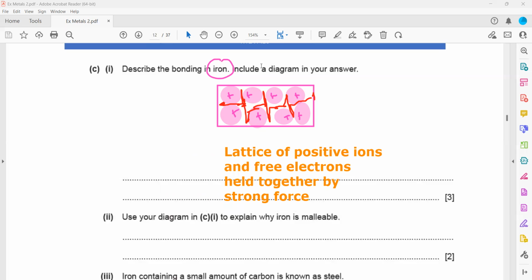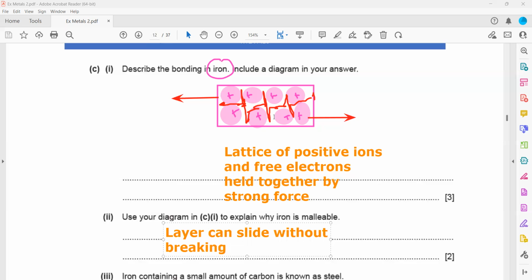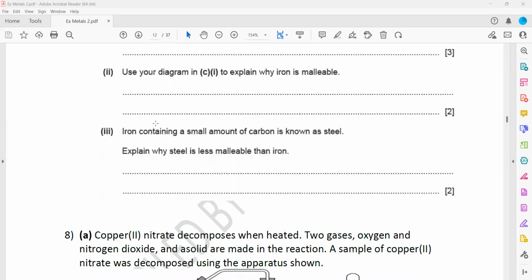Use your diagram and explain why iron is malleable. The term malleable means these layers can slide over each other without breaking. Malleable means we can hammer it into shape. And how can we hammer it into shape? Because the layers can slide without breaking. So the layers slip past each other without breaking down. So we call that substance malleable. Ductile means we can stretch and draw it into wire.